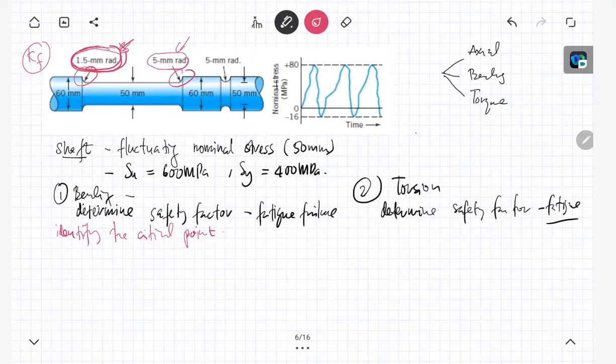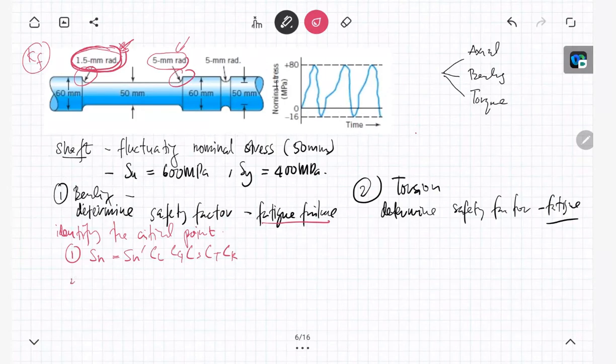Then we plan what we are going to calculate. First, we have to calculate the fatigue strength Sn, from Sn prime, Cl, Cg, Cs, Ct and Ci. So we get this value.